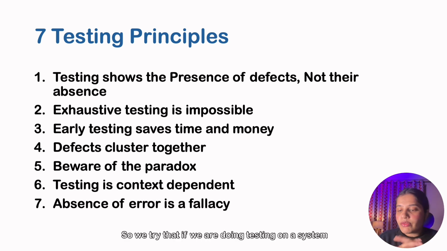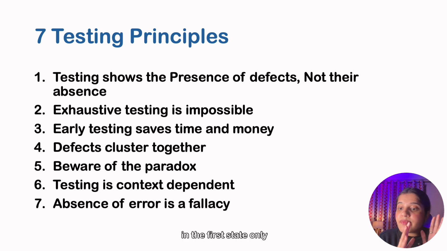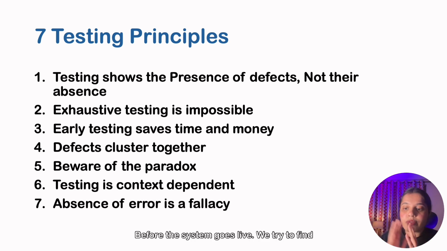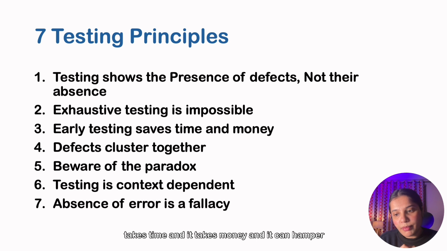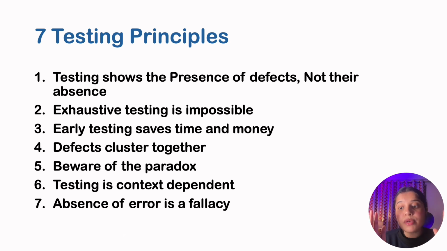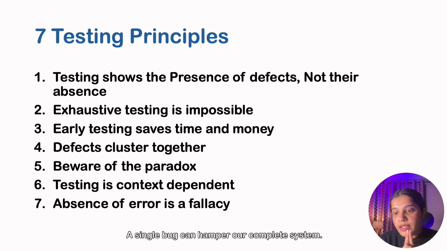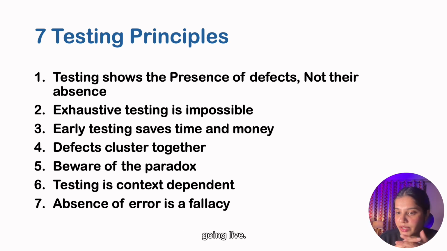So if we are doing testing on a system, our aim is to find as many bugs as possible in the first stage only. Before the system goes live, we try to find the bugs in our system. So early testing saves time and money. If we try to fix bugs later on, it takes time and money, and it can hamper our complete system. A single bug can hamper our complete system. So we need to find bugs in advance, before going live, right?